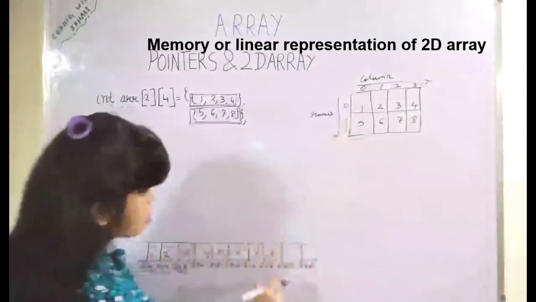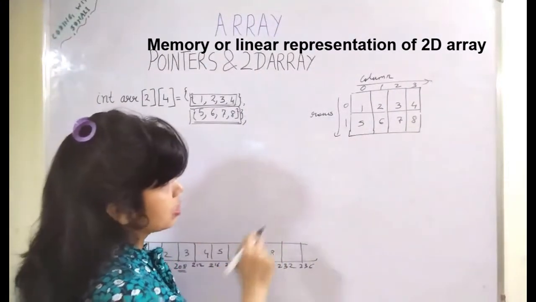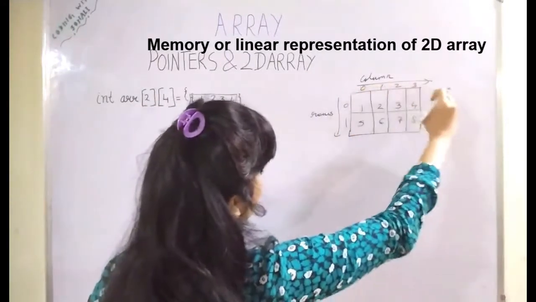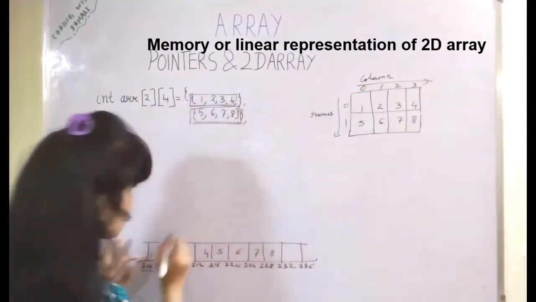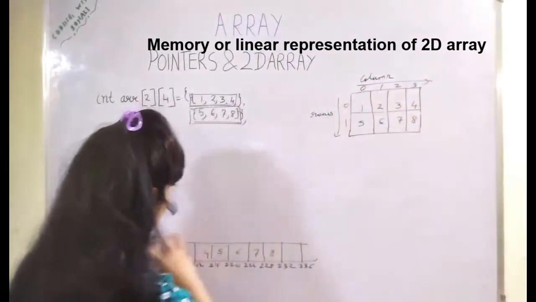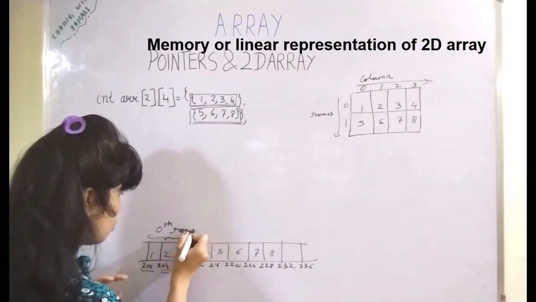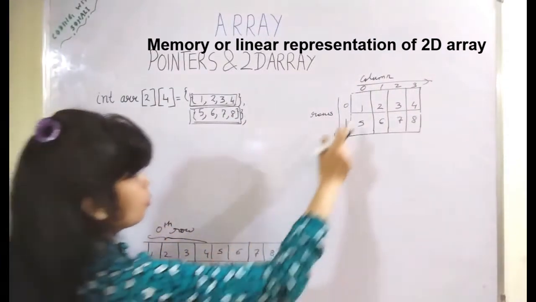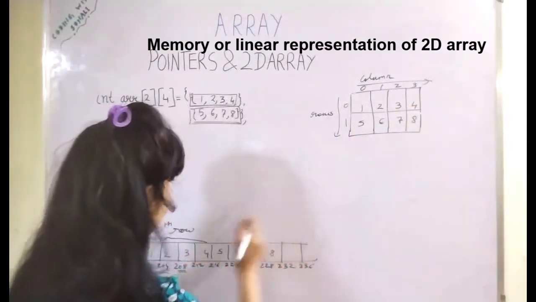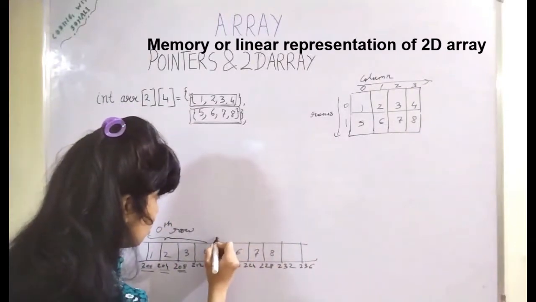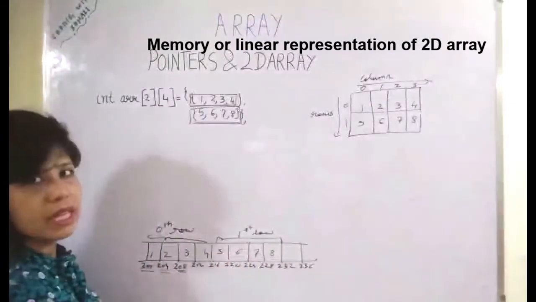How is it represented in memory? By default, as we have seen, it takes row major order representation, that is, it will be placed row wise in the memory. So this is the 0th row, and it will place the whole 0th row first. You can see here, this is your 0th row, 1 2 3 4, and the next row, that is the first row, will then fill the memory in that manner.